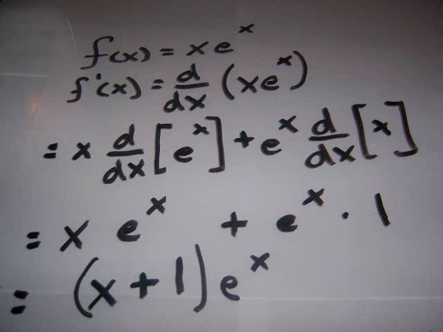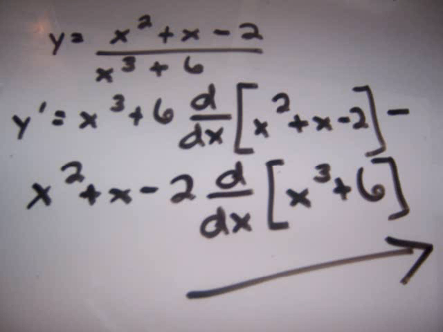In this example, we will be using the product rule, where the first function is x and the second function is e to the x. You will get x times the derivative of e to the x plus e to the x times the derivative of x. You simplify, giving you the answer x plus 1 times e to the x.